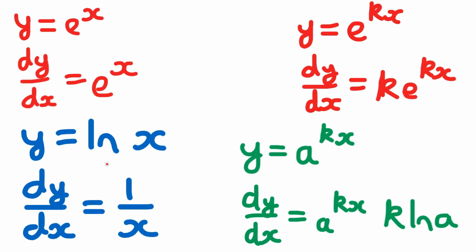And then if y is equal to the natural log of x, then dy over dx is equal to 1 over x. Now, the exponential and the natural log derivatives come up a lot, and you really need to remember them.